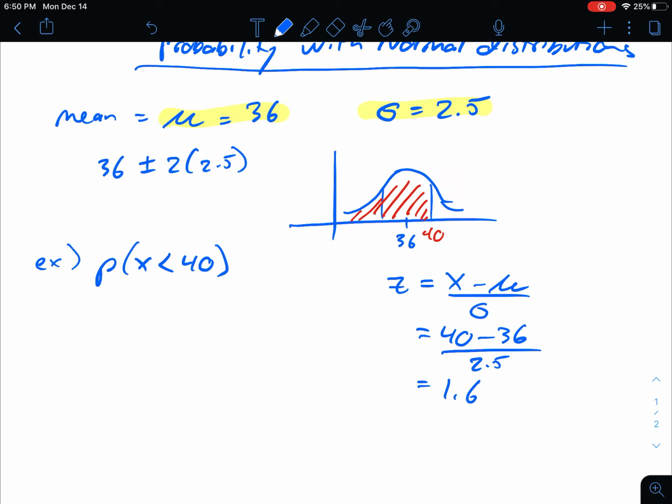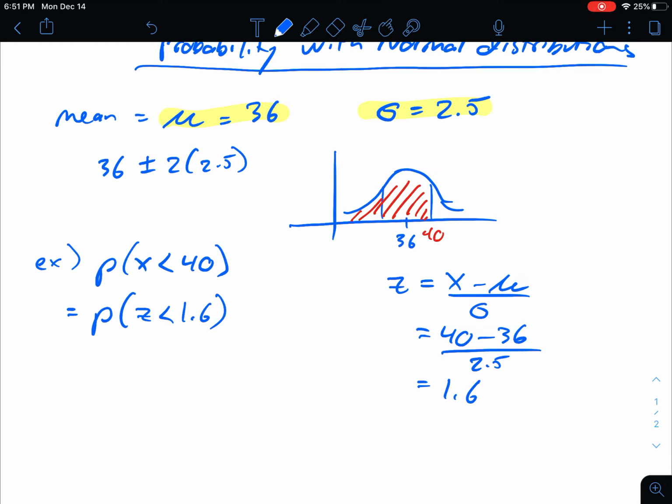So if we go back to the left side here, this question says probability of X less than 40. That is exactly the same as the probability of Z being less than 1.6. Those are equivalent. What I've done is work out the z-score for that value and rewrite it in this form. Now, what do we do with this?